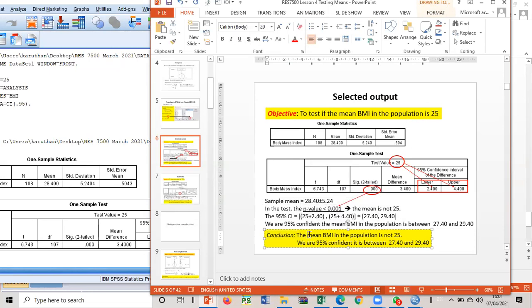The conclusion is that the mean BMI is not 25, to answer my objective. Okay. The next question is, if it's not 25, then where is it? So add to the lower and upper limits. I can say that you're 95% confident it is between these two limits. Why 95%? Why do you say 95% confident?